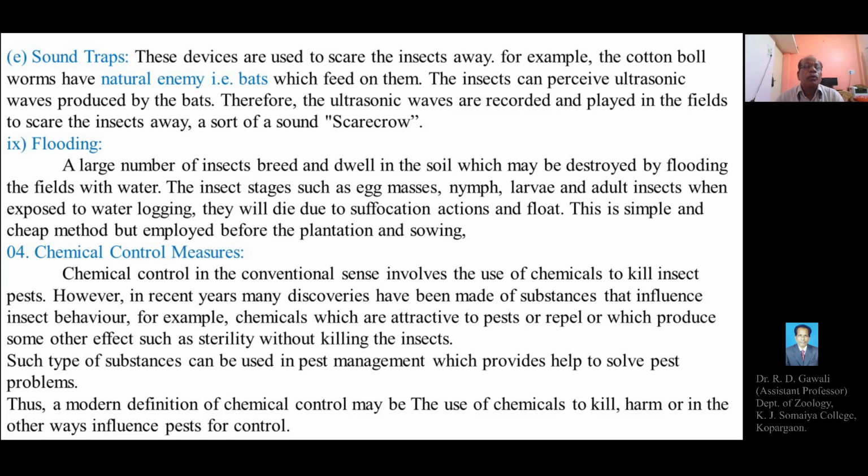So this is what about the mechanical control measure. Today we'll stop here, and the next time we will continue with the fourth type of control measure, that is chemical control measure.